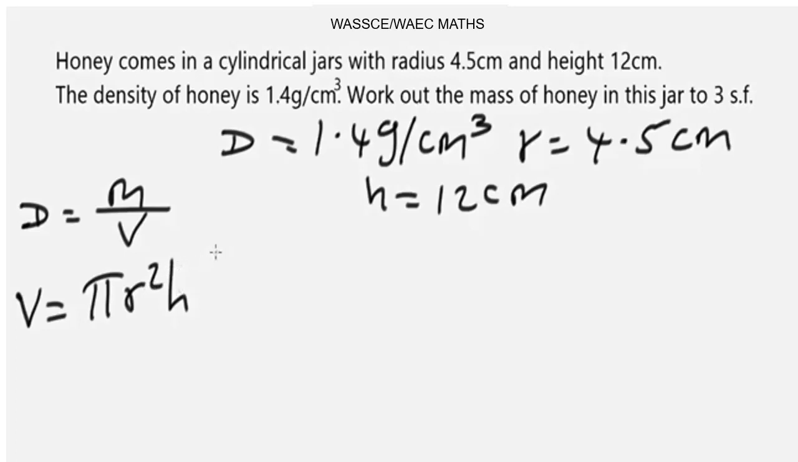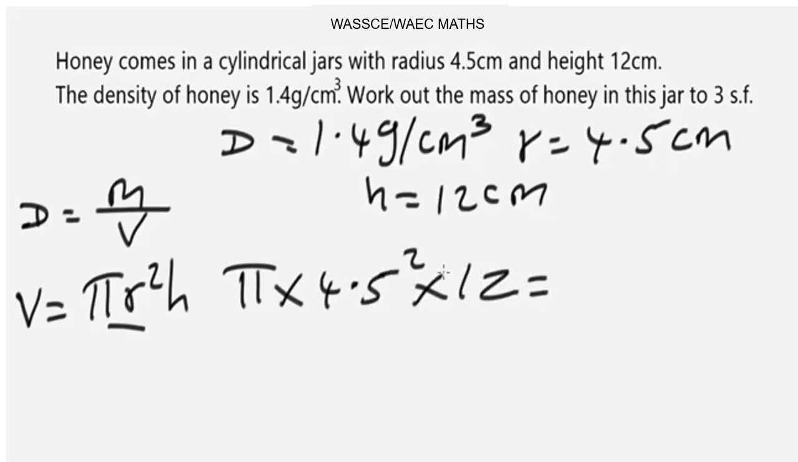Having known this, let's plug in this value of radius and height in this formula to get the volume of the cylinder. So it's going to give us pi times radius 4.5 squared times height 12. Let me punch it on my calculator and see what it's going to give me. When you punch it on the calculator, you're going to have 763.40700148. So this is the value you're going to have.